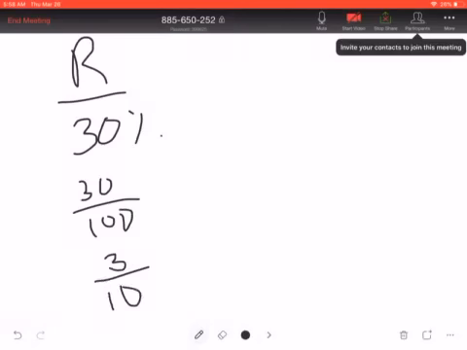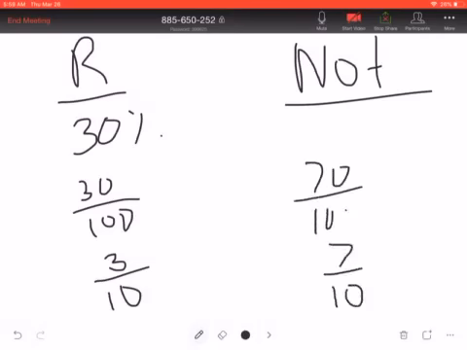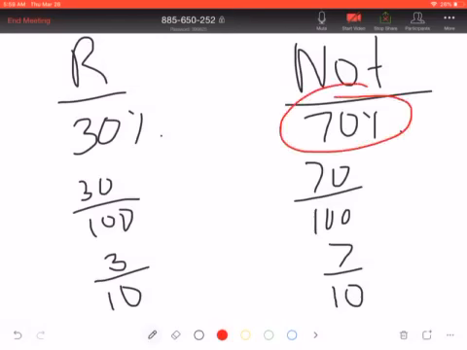So if 30%, it wants to know what portion is not raisins. Well, if 3/10 is raisins, then not raisins, you only have 7/10 left, right? Or 70 out of 100, or 70%, right? Because you can't have more than 100% of a box. So there is A for us, right? 70% is not raisins.